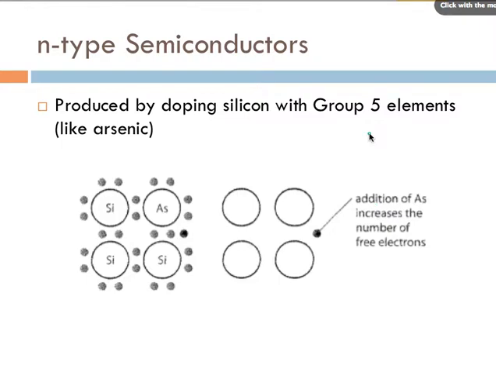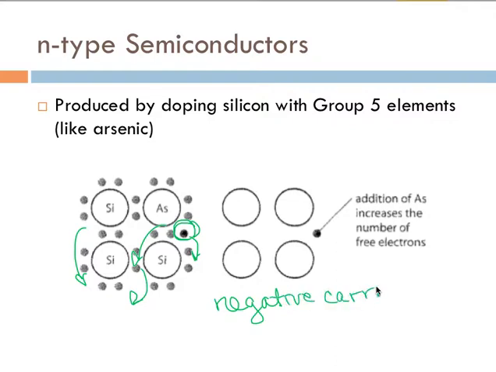So, looking at an N-type produced by a group 5 element, we put arsenic in here with its 5 valence electrons. We end up with an extra electron, and that increases the number of free electrons. Okay, so that increase allows movement of electrons through this structure, increasing the conductivity because I have that negative carrier to carry that negative charge throughout the doped silicon.